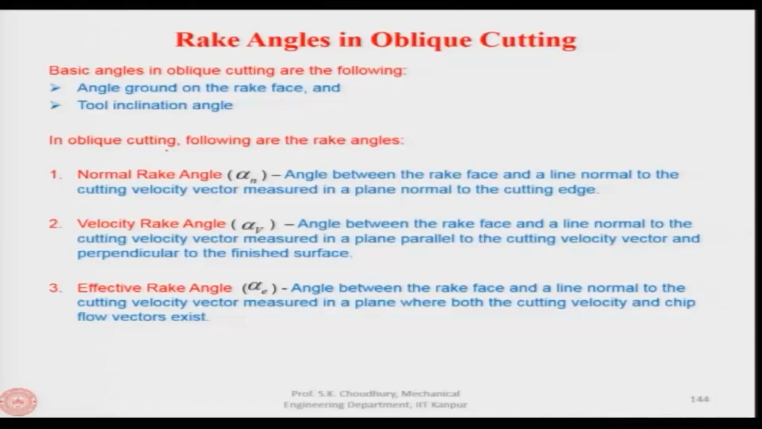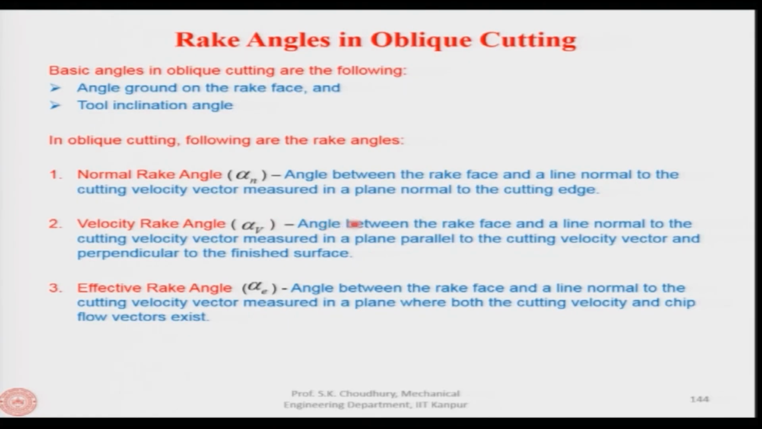So, therefore, in oblique cutting the rake angles are the following. One is the normal rake angle. This is the angle between the rake face and a line normal to the cutting velocity vector, measured in a plane normal to the cutting edge.